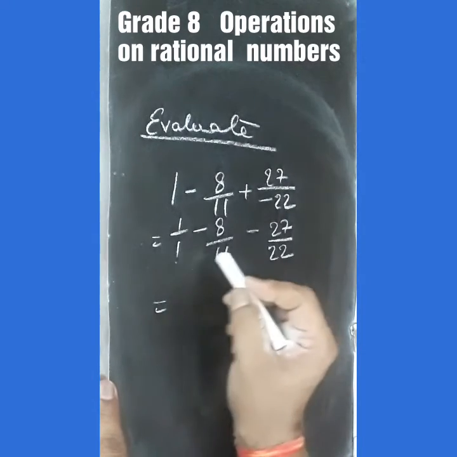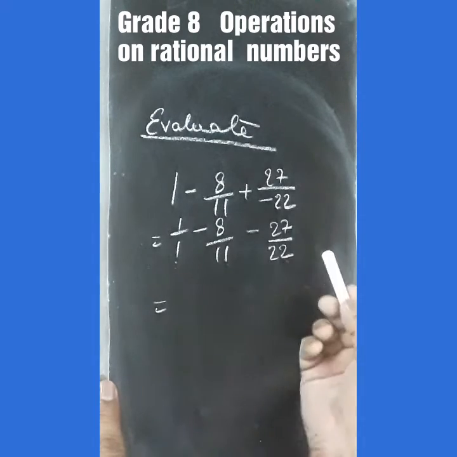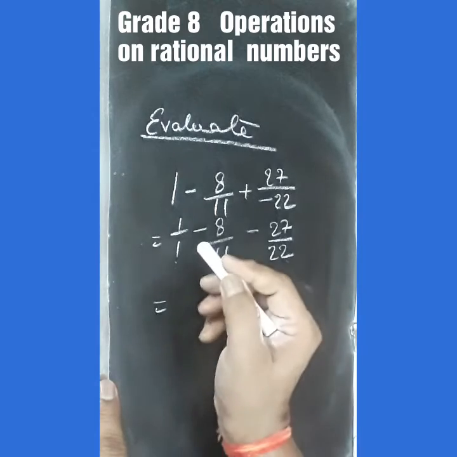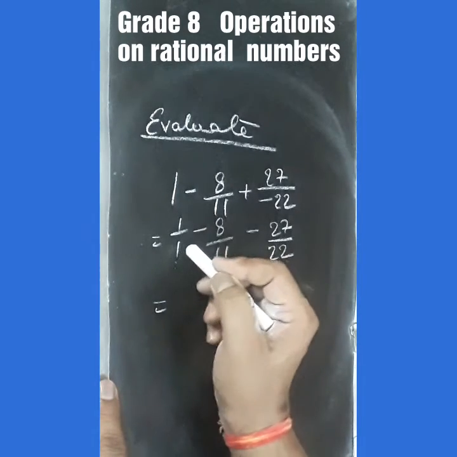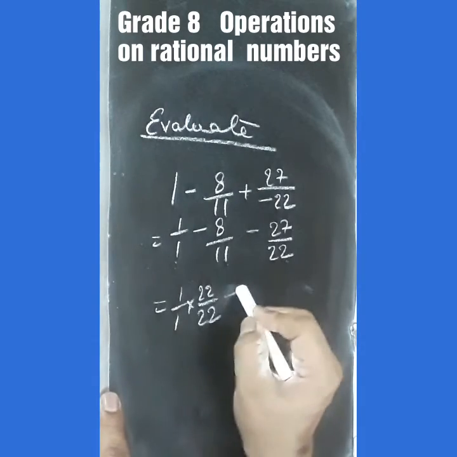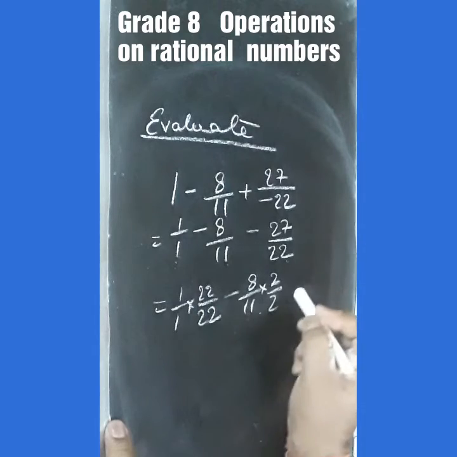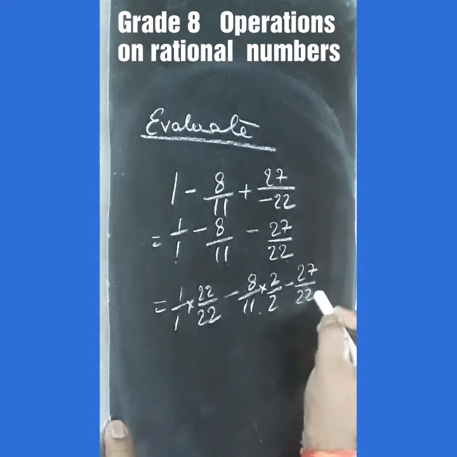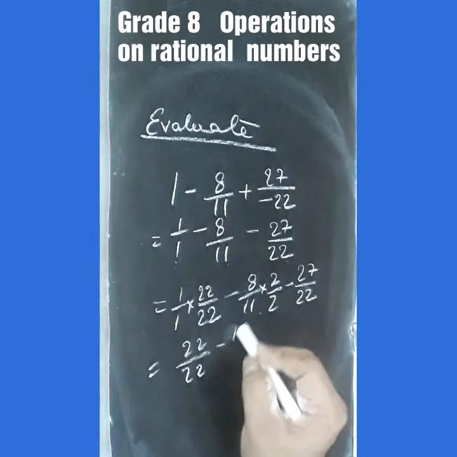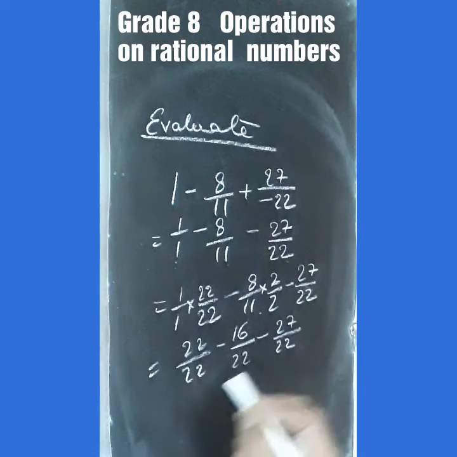Now we will take the LCM of 1, 11 and 22, and by calculation we are getting the LCM 22. So we have to bring 22 here, and here is already 22. To bring 22 here, we will multiply this by 22. 1 upon 1, minus 8 upon 11. 11 2s are 22, so we will multiply it by 2. We already have 22 here, no need to multiply here. It will become 22 upon 22, minus 16 upon 22, minus 27 upon 22.